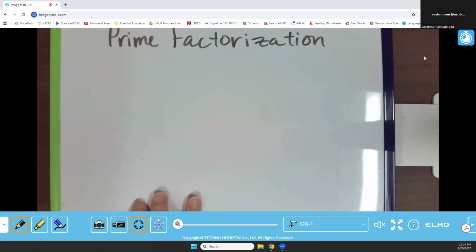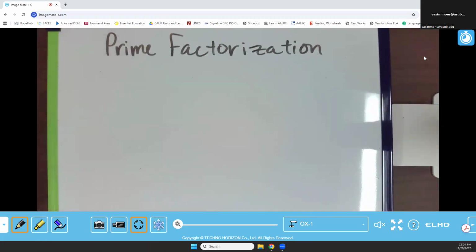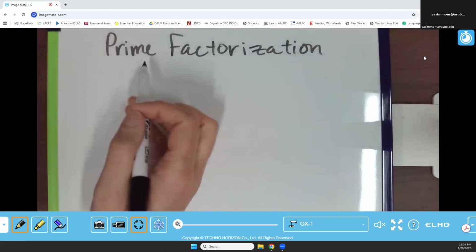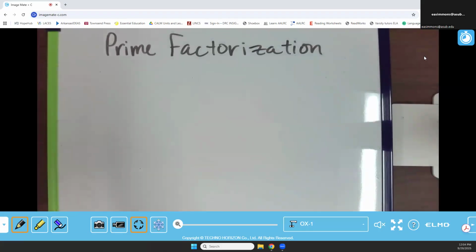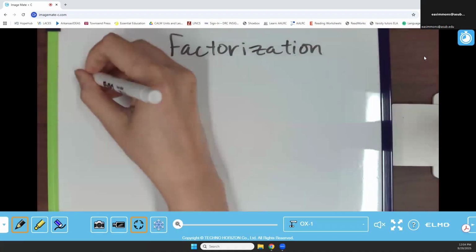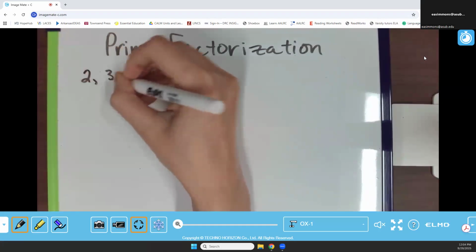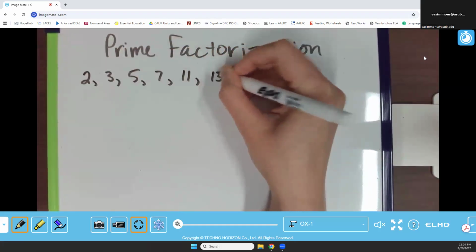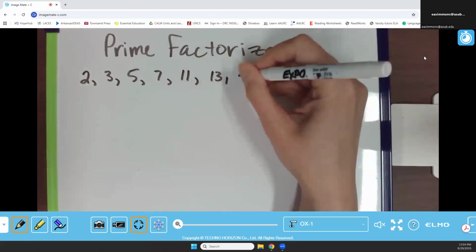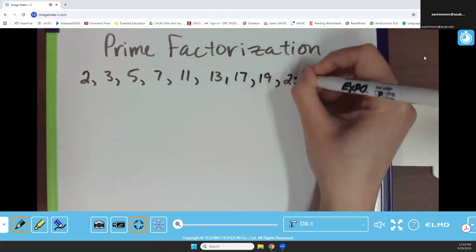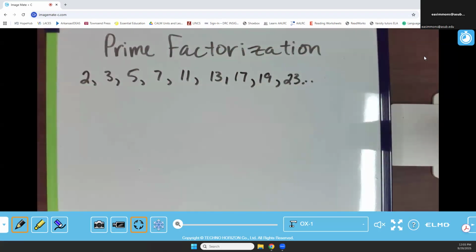let's review a little bit of our vocab from last week. Last week we talked about prime numbers being the numbers that only have two factors. So some of our prime numbers were 2, 3, 5, 7, 11, 13, 17, 19, and 23. And then they can keep going.